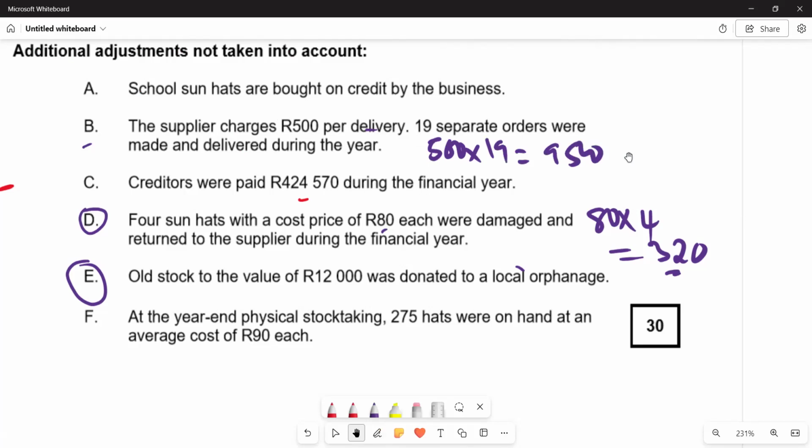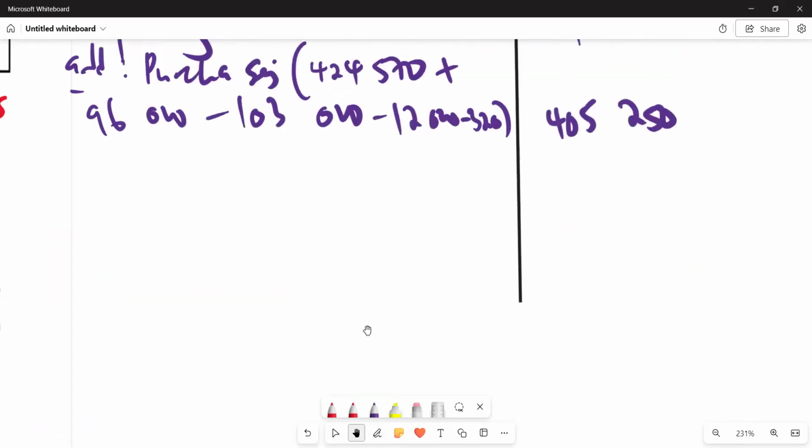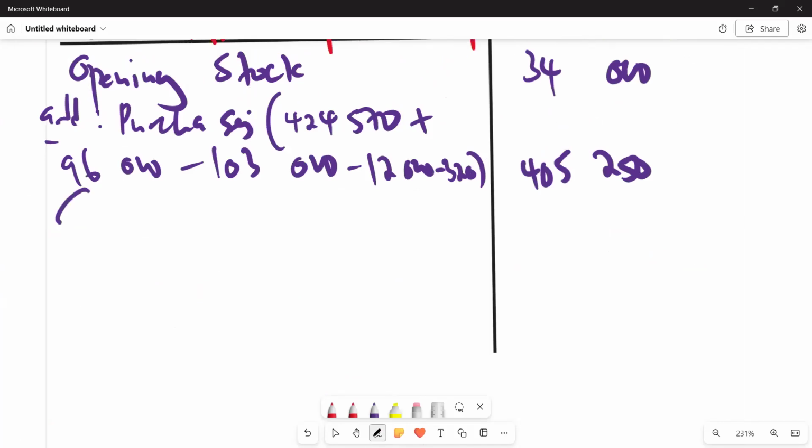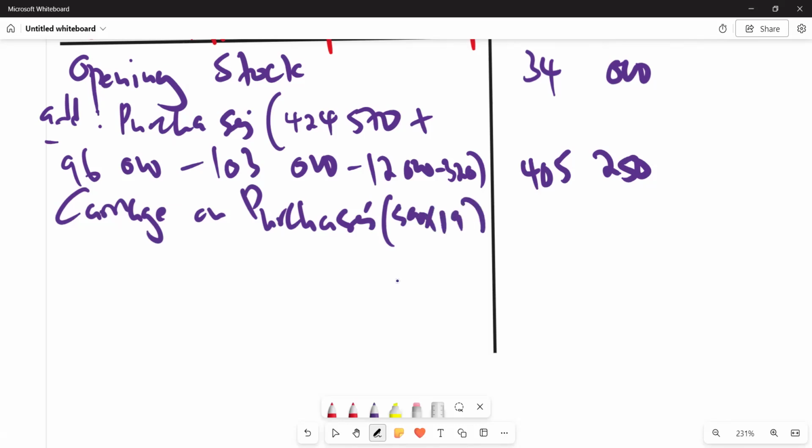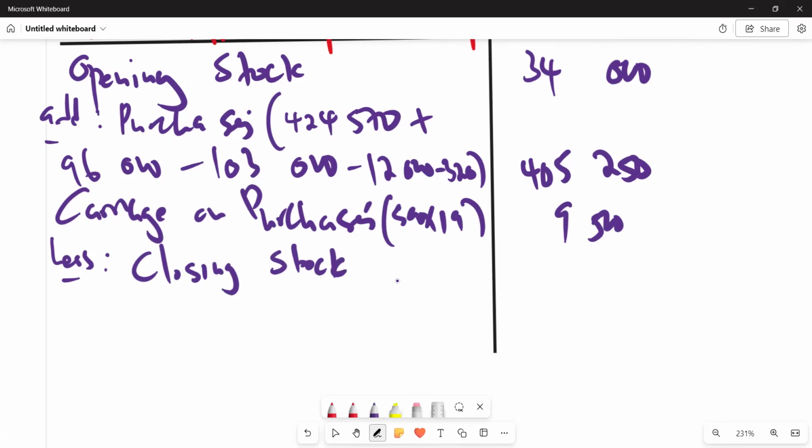So we go there and just summarize that as our carriage on purchases. Carriage on purchases: 500 times 19. We say 500, and then we multiply by 19, and then we get our 9,500. And then obviously now we list our closing stock. So basically this is the narration of a trading account.